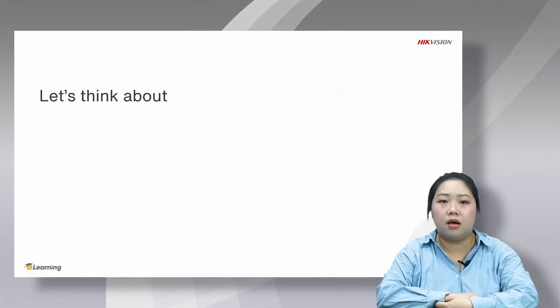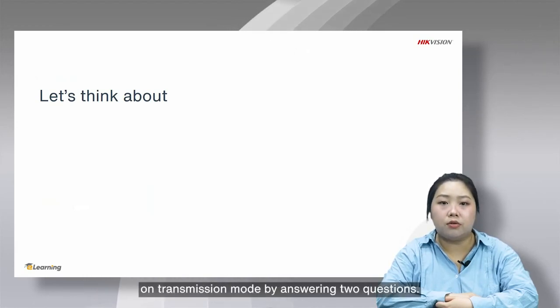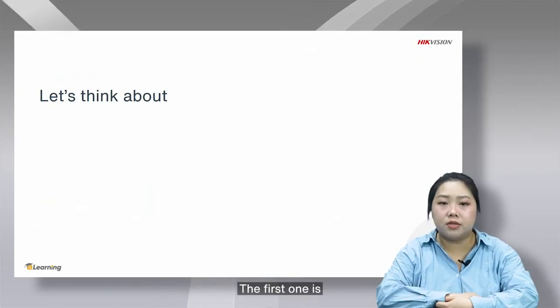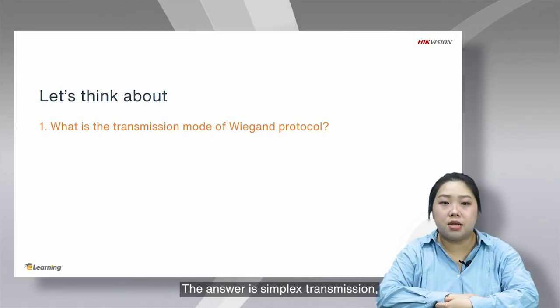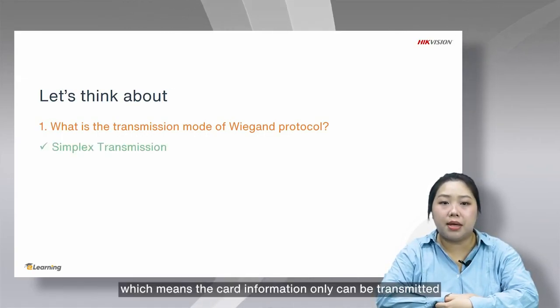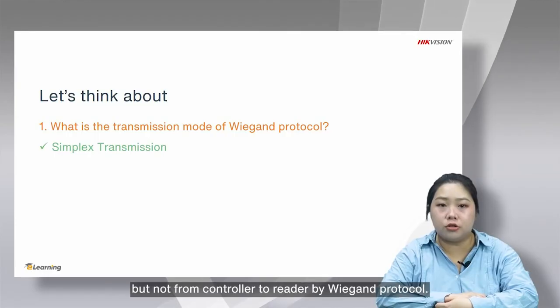Alright, let's wrap up our discussion on transmission mode by answering two questions. The first one is, what is the transmission mode of Wiegand protocol? The answer is simplex transmission, which means the card information only can be transmitted from reader to controller, but not from controller to reader by Wiegand protocol.